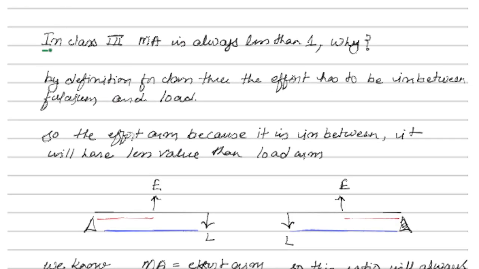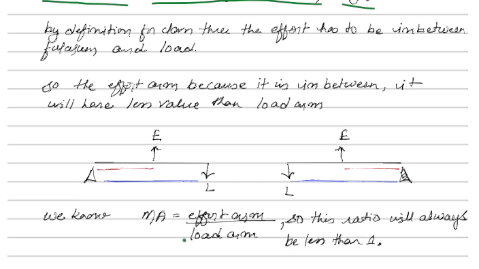There is one connected question here. In class 3, mechanical advantage is always less than 1. Why? Or, if you're thinking about the ideal case, why is velocity ratio always less than 1? It is very simple. You just have to focus on this formula. If MA is equal to VR, VR has this formula, effort arm divided by load arm. So in case of class 3, what will happen? The effort will go in between.